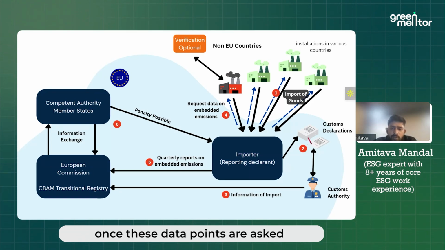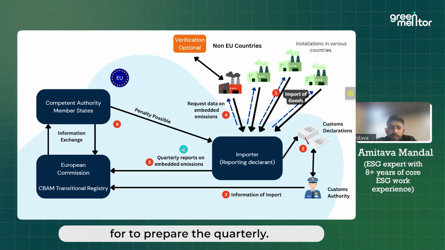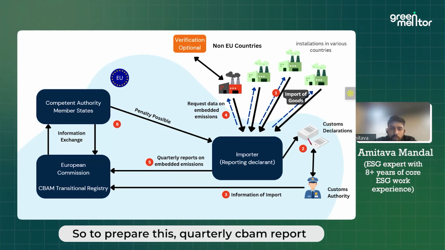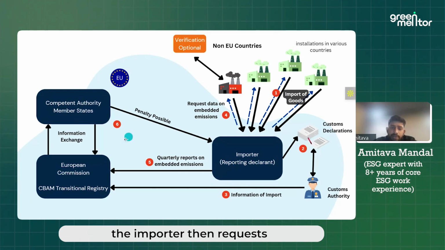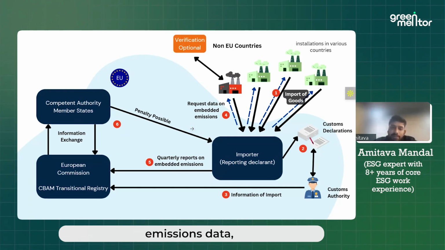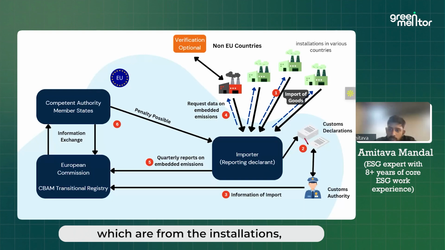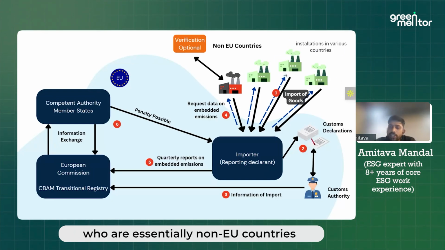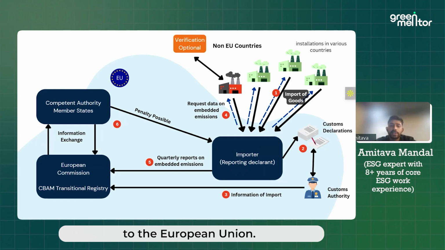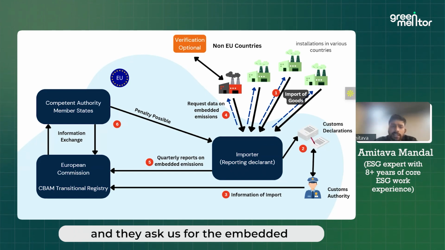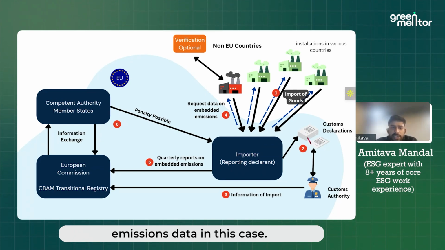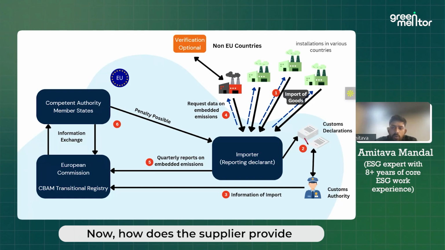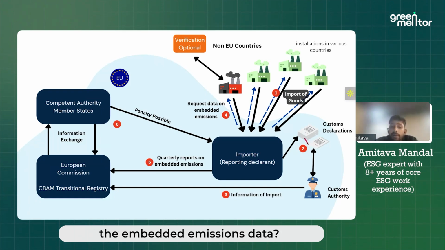Now, after these data points are asked for, there's a quarterly CBAM report which has to be prepared, right? To prepare this quarterly CBAM report, the importer then requests the embedded emissions data from the installations, which is us in this case, the non-EU countries who are sending out goods to the European Union, right? So they reach out to us and ask us for the embedded emissions data.